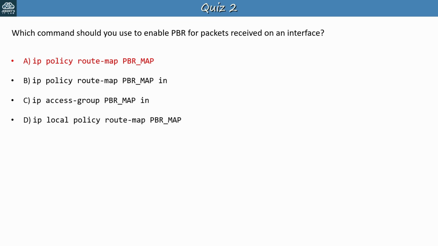With this command enabled, the router will check packets received on the interface against the route map and policy route them if appropriate. There is no need to use the in keyword at the end of the command, as in option B. C is incorrect because ip access-group is the command to apply an ACL to an interface for packet filtering, not to enable PBR. And D is the command to apply local PBR in global config mode, which only affects packets generated by the router itself.